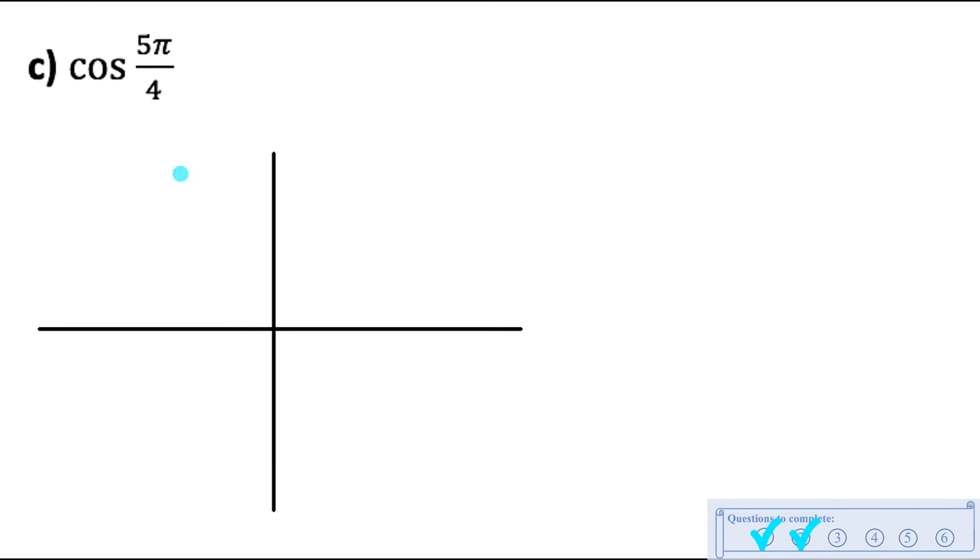Let's try another one. Let's try cosine of 5 pi over 4. So let's start by labeling the angles around our Cartesian grid. And I need to figure out where the principal angle of 5 pi over 4 is going to take my terminal arm. So 5 pi over 4 is past 4 pi over 4, so it's past pi, but it's less than 3 pi over 2.